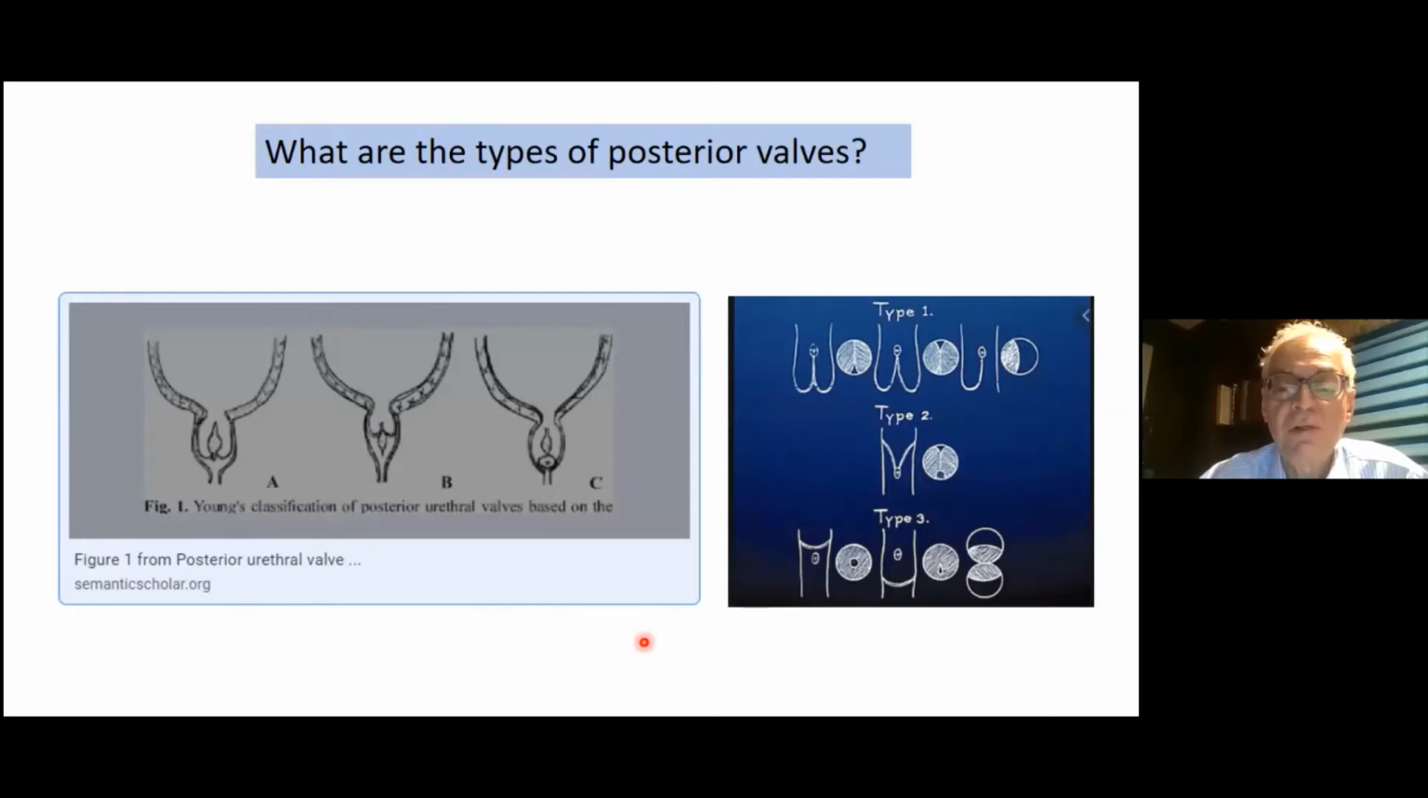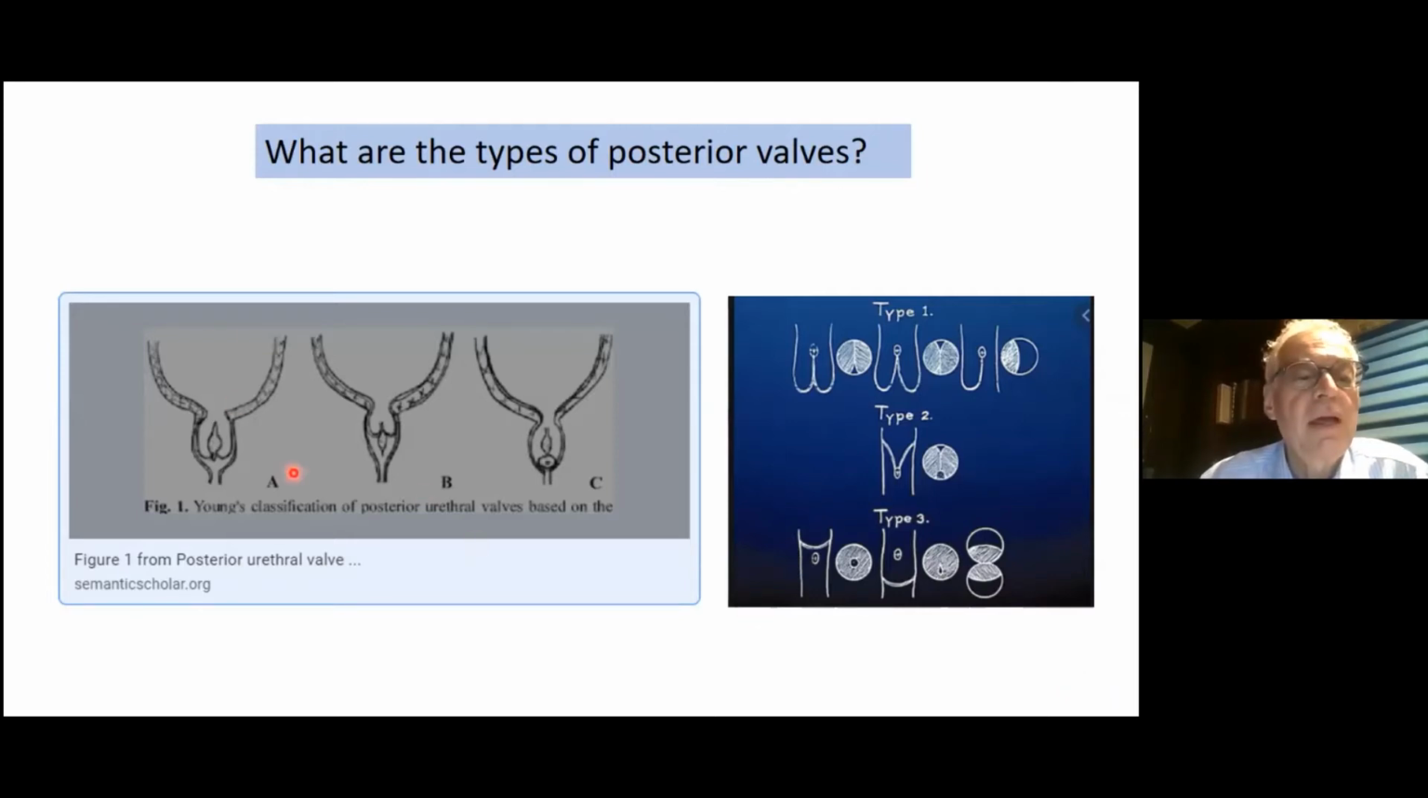And of course, what type of valves do you think are most common? Of the 3 types that Hugh Hampton Young described, which are most common? Type something in the Zoom box if you would, anyone? Someone just take a guess. What are the most common types of posterior urethral valves? I see a couple things here. Okay, so someone type 3, type 1.